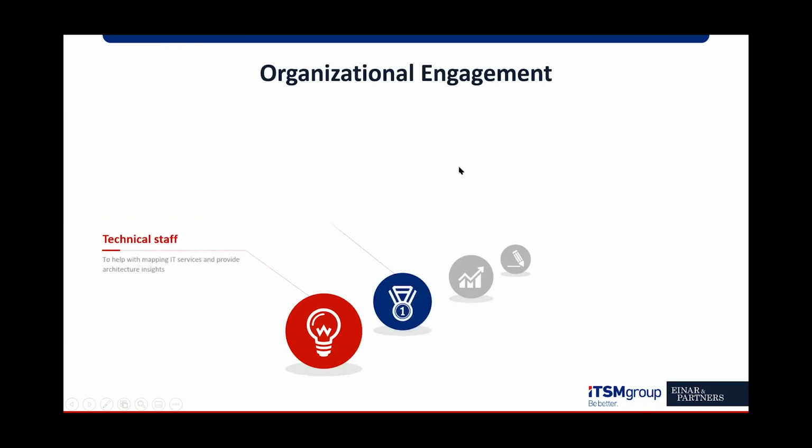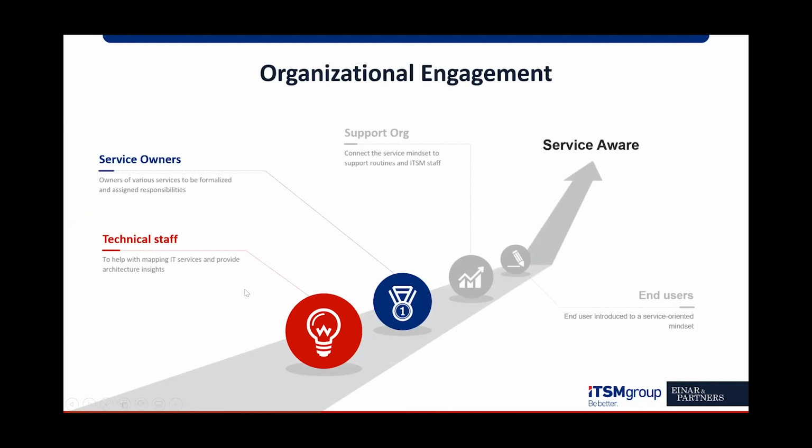So let's speak then about the organizational engagement when we look at business innovation. We do have, of course, the technical staff, which are heavily involved, especially when it comes to mapping the IT services and how they relate to the business. Then we have service owners. Yet again, it is important here to have various formalized roles of service owners, so application owners or enterprise architects, whatever it might be. It's also very common here to engage the support organization, because as you start applying the CSDM and business innovation, they as well will start speaking a new language.